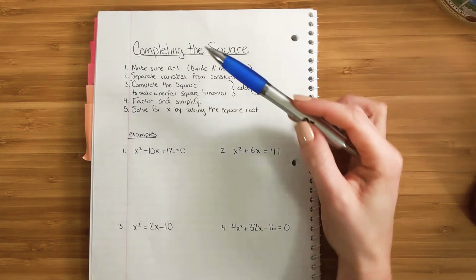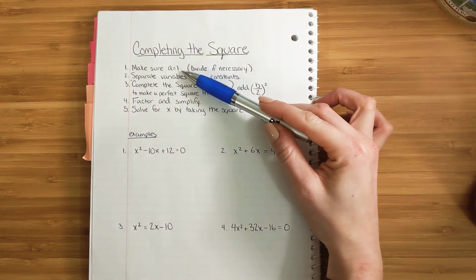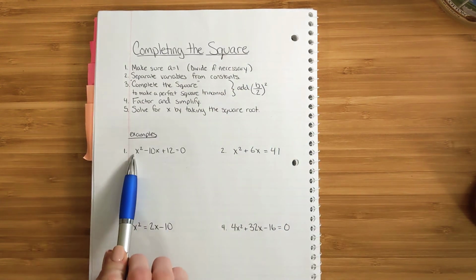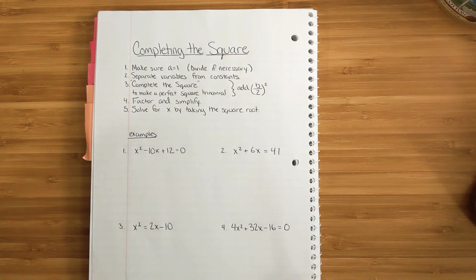So step number 1, I'm going to make sure that a is equal to 1. Remember, a is the number in front of x squared, so in my first example, we're good. Anything that's not written in front of the x squared is an invisible 1.